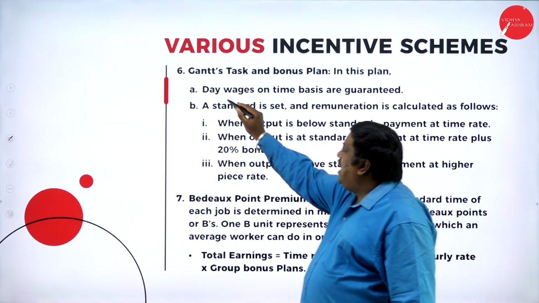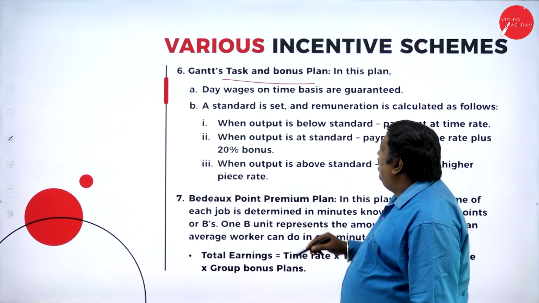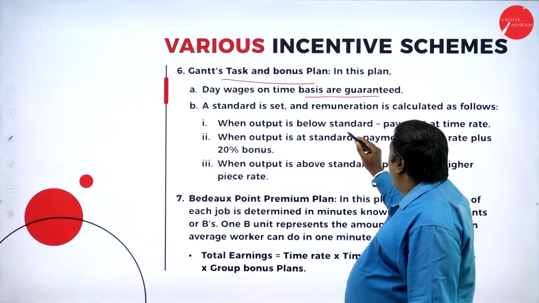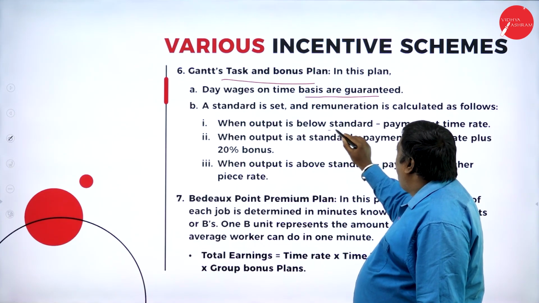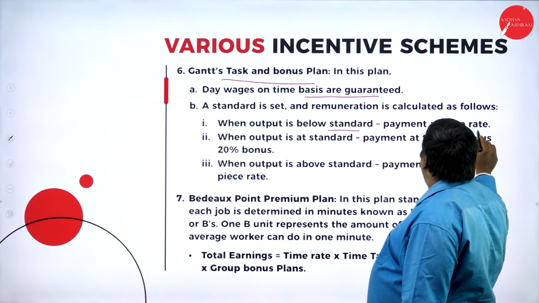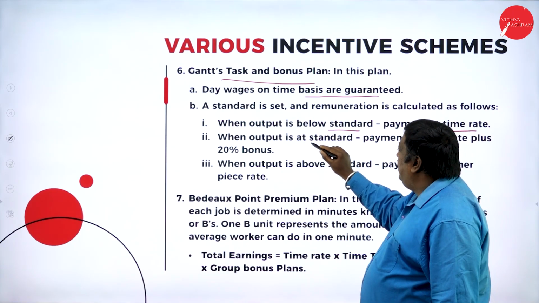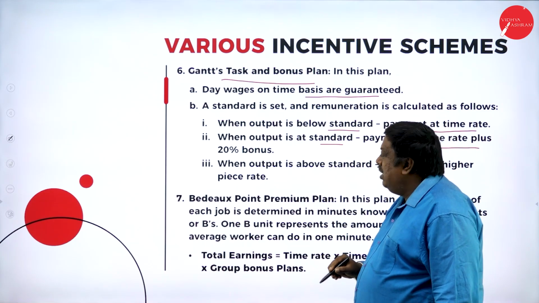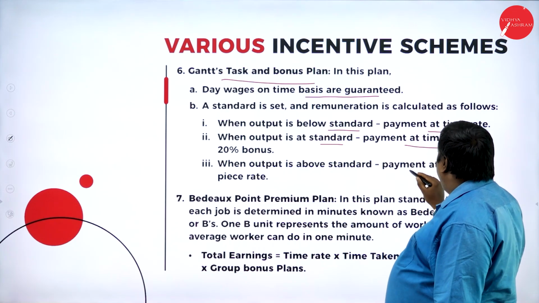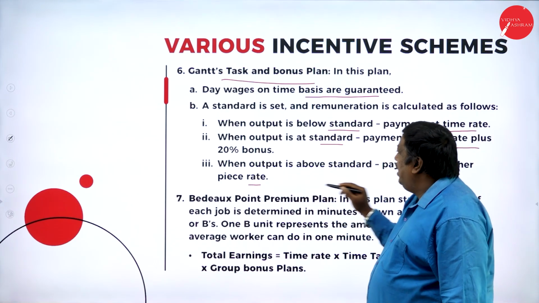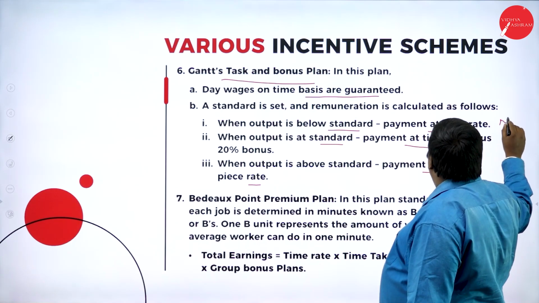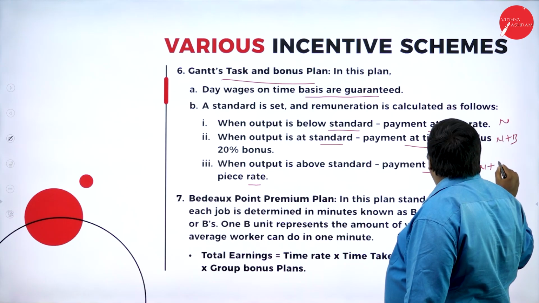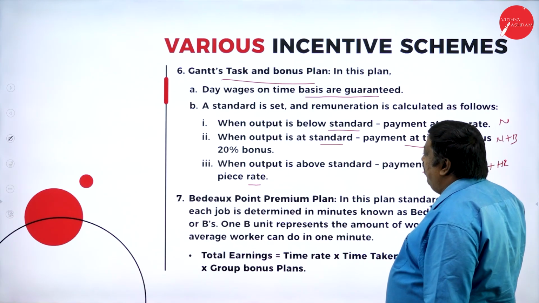Next we have the Gantt task bonus plan. Here the wages are paid on time basis. If the output is below standard, payment is at the time rate. When output is at standard, payment is at time rate plus 20% bonus. When output is above standard, payment is at a higher base rate. So here it is normal plus bonus, and here normal plus high rate will be given.